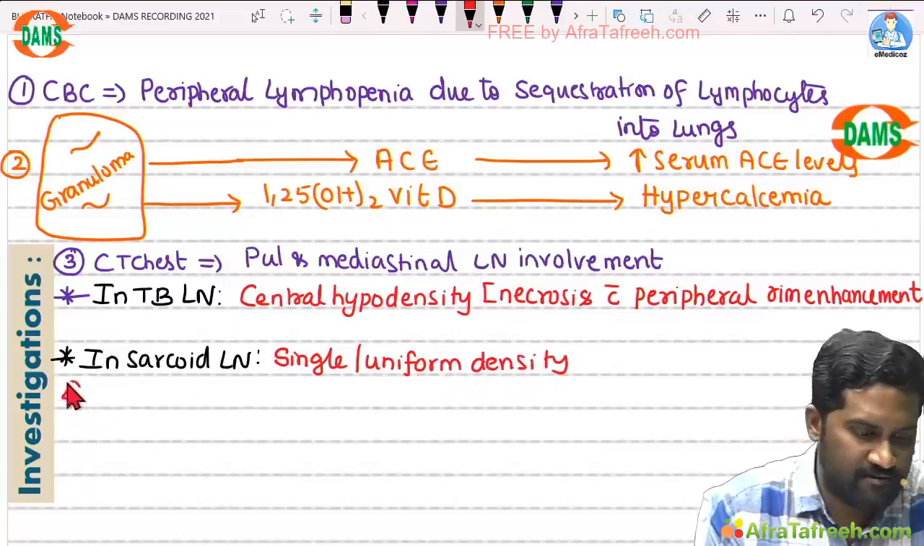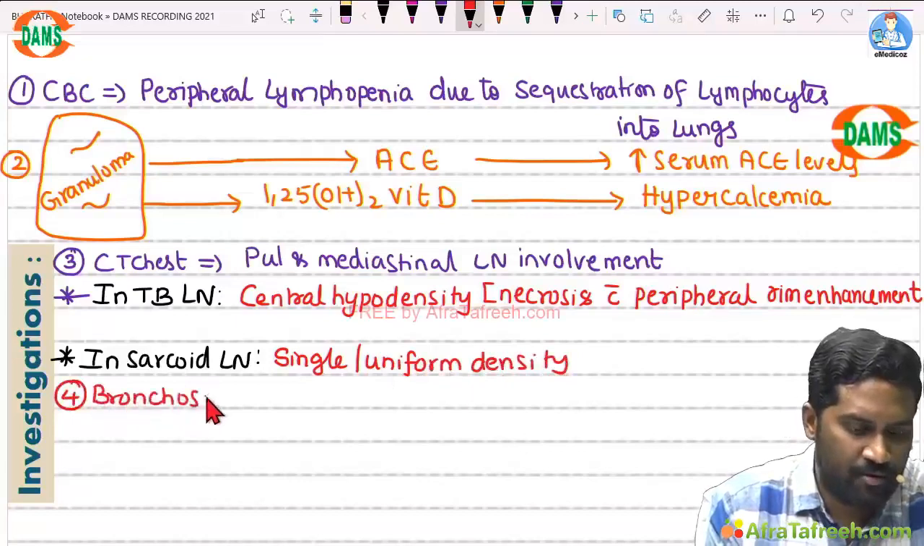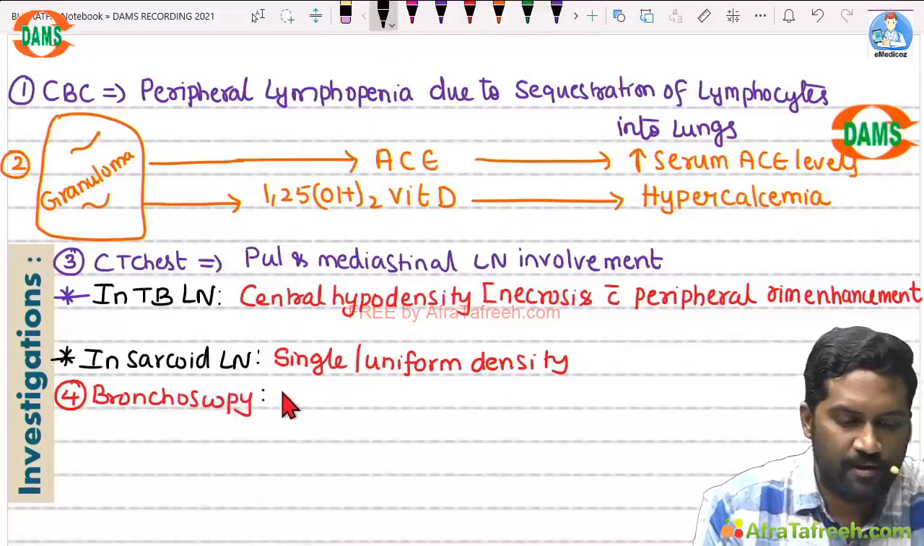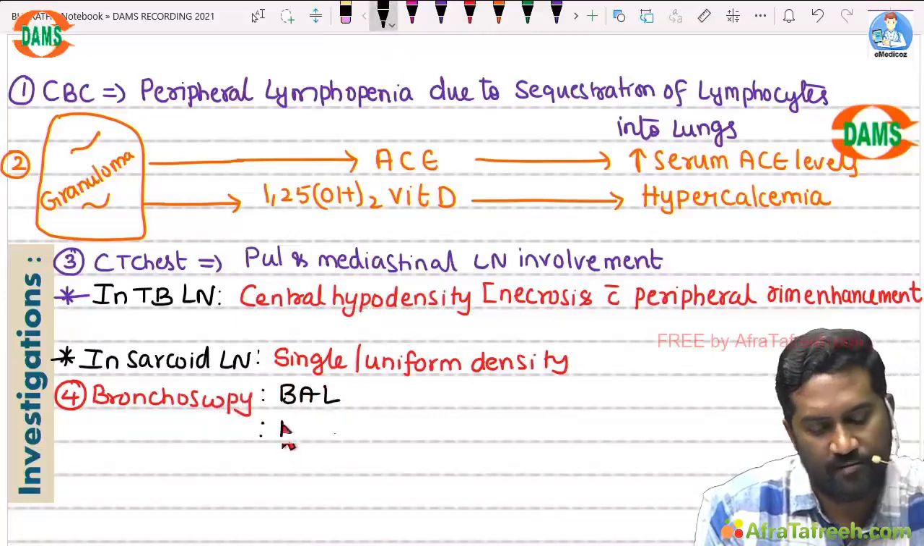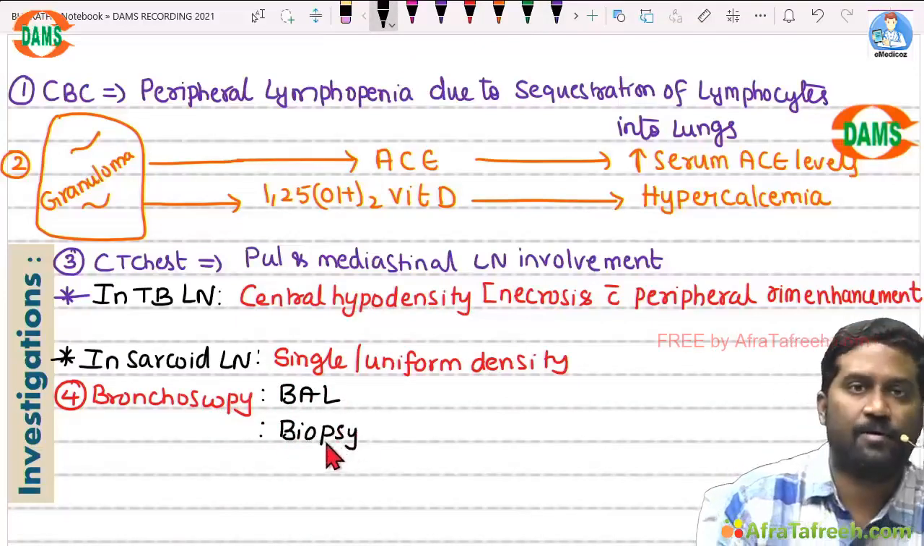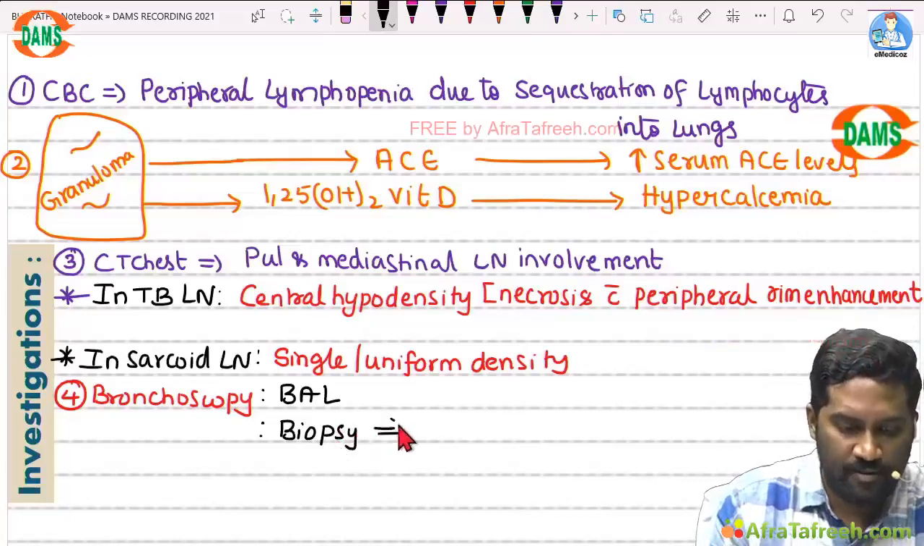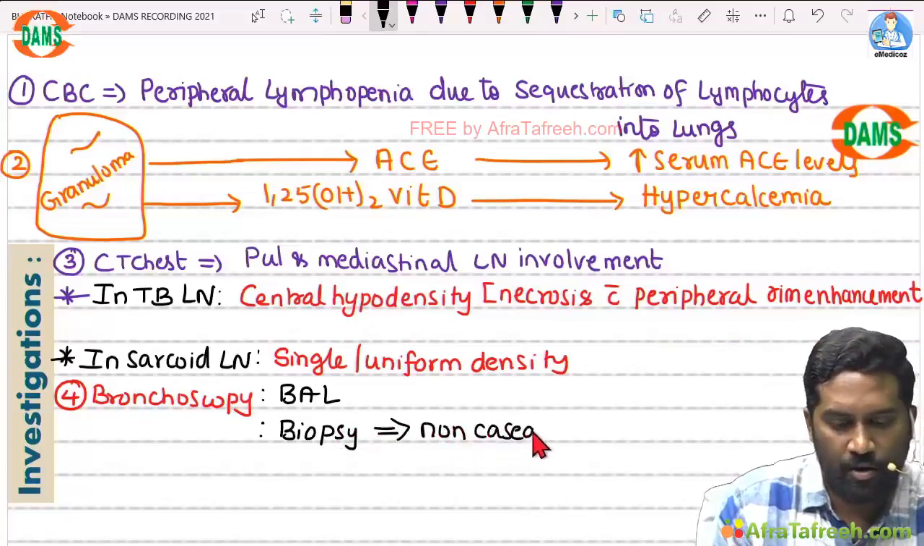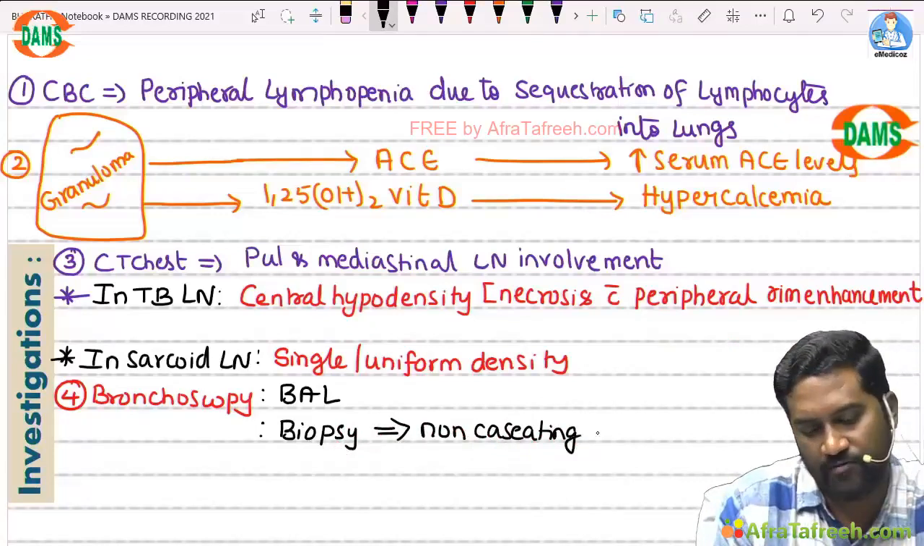Next investigation is a bronchoscopy. In bronchoscopy, if you take the secretions, it is called bronchoalveolar lavage. If you take tissue, it is called bronchoscopic biopsy. And what will be the biopsy picture? There will be non-caseating granulomas.